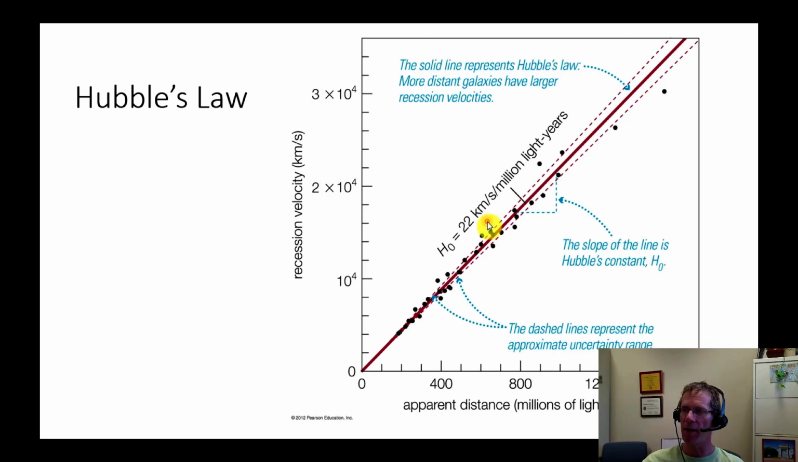per second. So a galaxy that's 100 million light years away is moving 22 times 100, or 2200 kilometers per second. And then if we double that distance, we're going to double that recession velocity. So the slope of the line is the same. And this was one of the biggest clues here to the expansion of the universe.